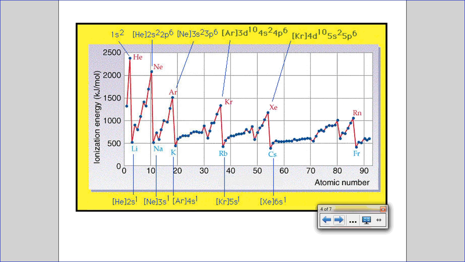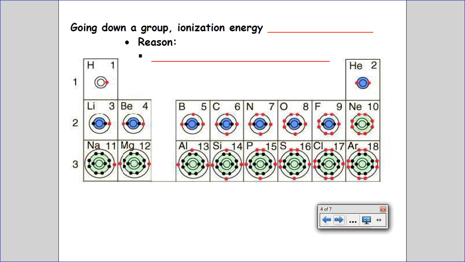Here's a great pattern. This is a periodic trend, starting with the first element, hydrogen, to helium. As you go from left to right, ionization energy increases. It jumps, boom, boom, boom, boom, boom, boom, boom, and then when it gets to the next period, it drops back down to a low state. So as you go across each period, ionization energy trends upwards. That's what you memorize.